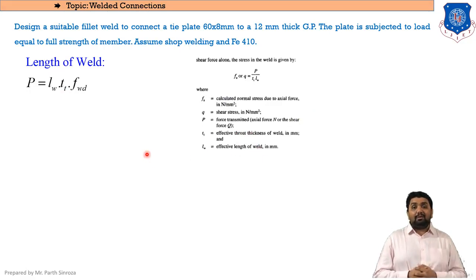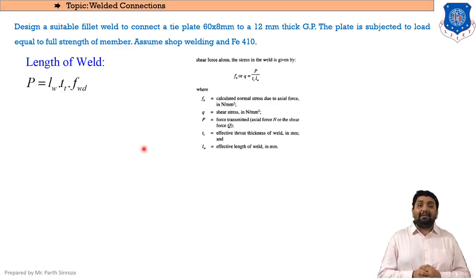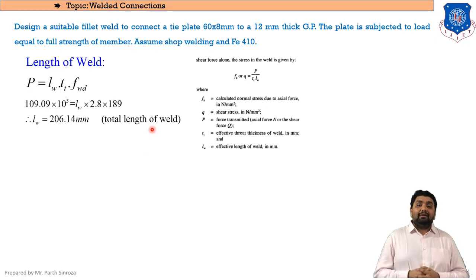So from this equation we will always be calculating the length of weld. In each and every sum that we will be solving in this chapter, the only equation that we will be using to find the length of weld is P equal to LW TT FWD. Clear? So solving it, we get the answer LW equal to 206.14 mm.